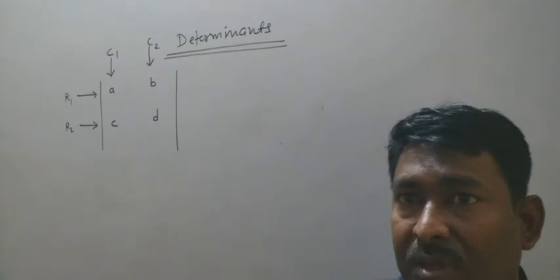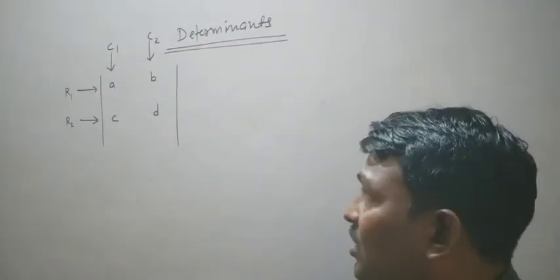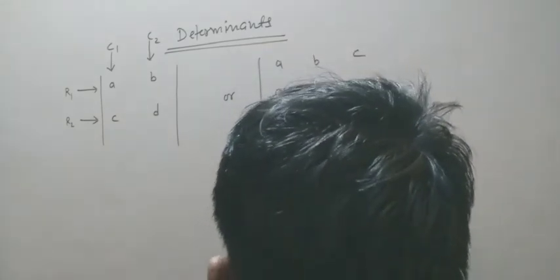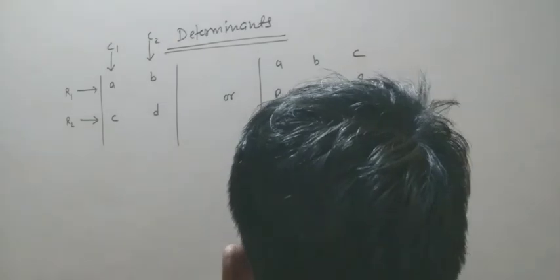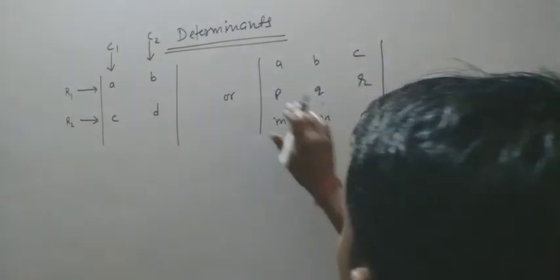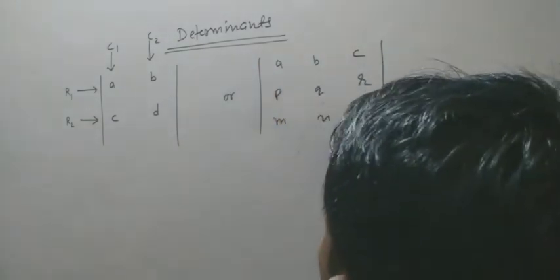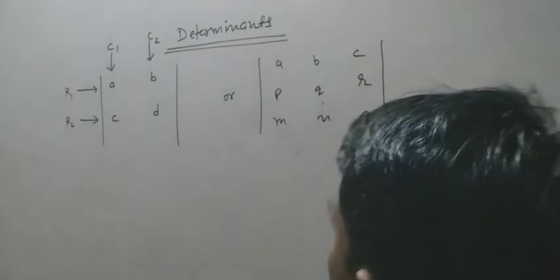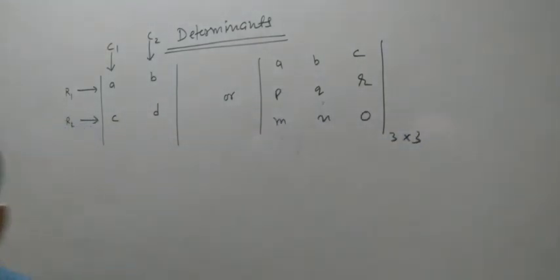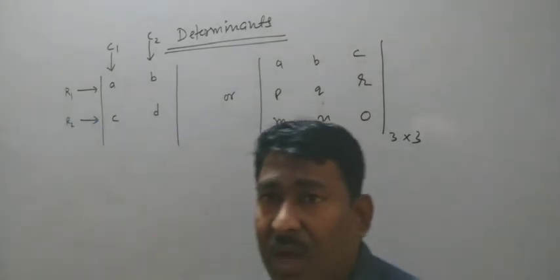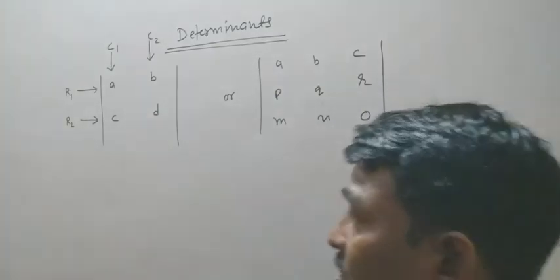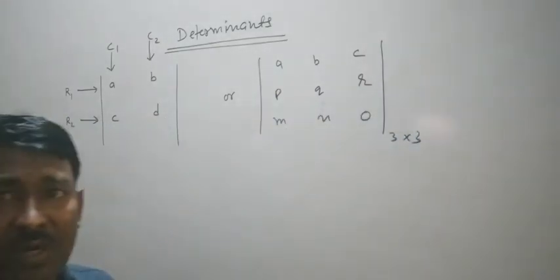That's why this determinant is said to be of order 2, or of order 3 it is A, B, C, suppose P, Q, R, M, N, O. So, here 3 columns and 3 rows, that's why its order is 3. Okay, and now the question is what are their minors and cofactors, and thereafter how will you solve a determinant, how will you find the value of a determinant.